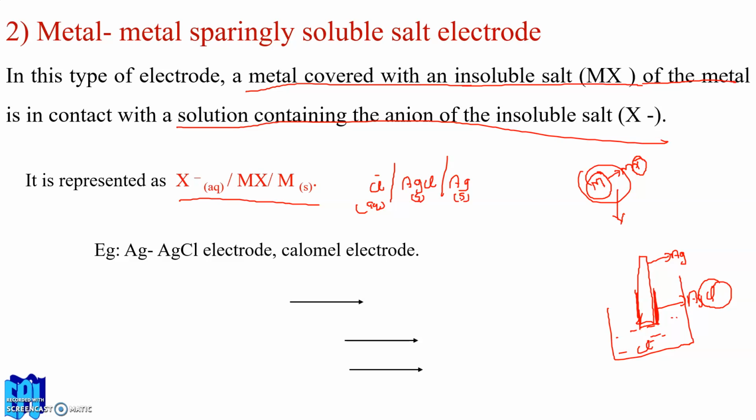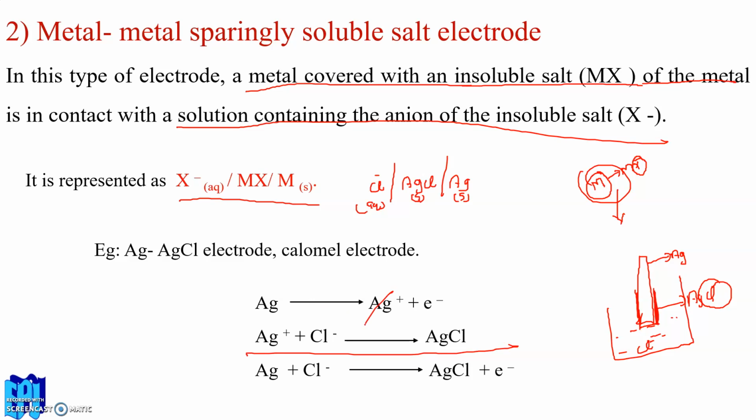This is an example for this, so we can write the representation. There are two reactions: Ag gives Ag plus plus an electron, then Ag plus plus Cl minus gives AgCl. If you combine both equations, the common term Ag plus cancels, so the remaining equation is Ag plus Cl minus gives AgCl plus an electron. This is the equation.